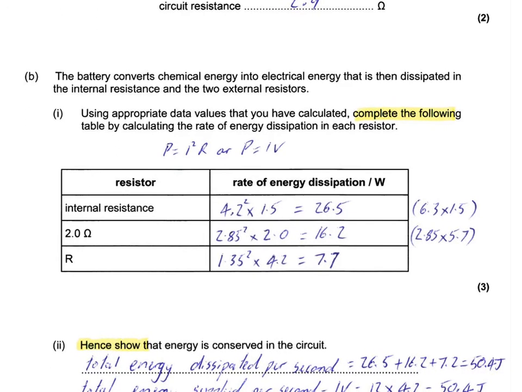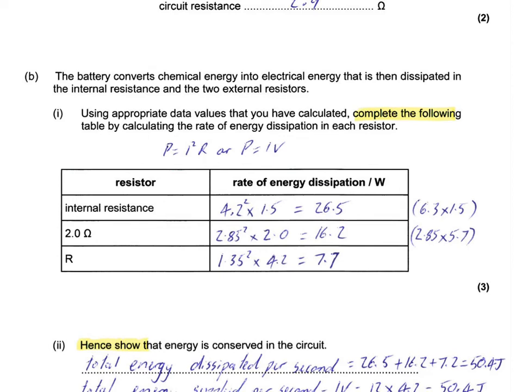We've got a battery converting chemical energy into electrical energy that's then dissipated by the internal resistor and the 2 external resistors. Using data values you've collected, complete the following table by calculating the rate of energy dissipated in each resistor. You can do it either way. You can either use P equals I squared R or P equals IV. So for the internal resistance, the current was 4.2, and the resistance 1.5, it turns out it's 26.5 watts.